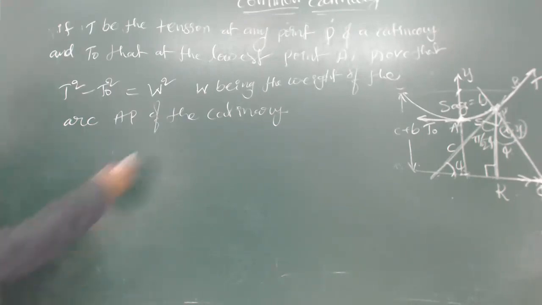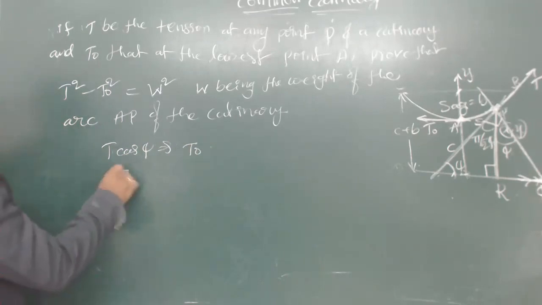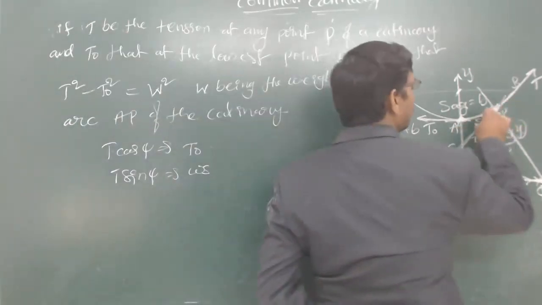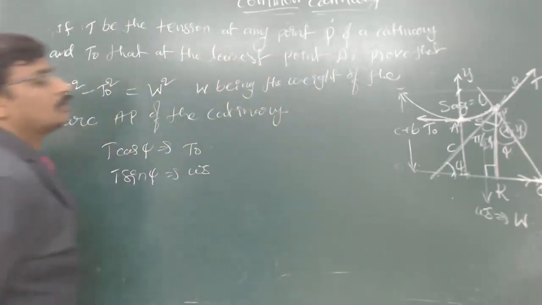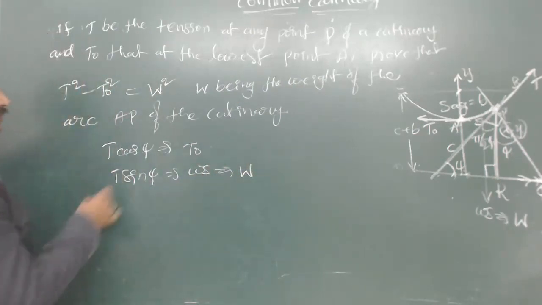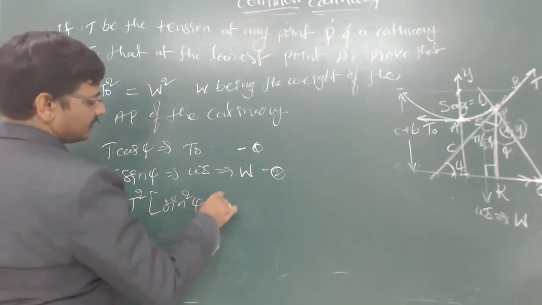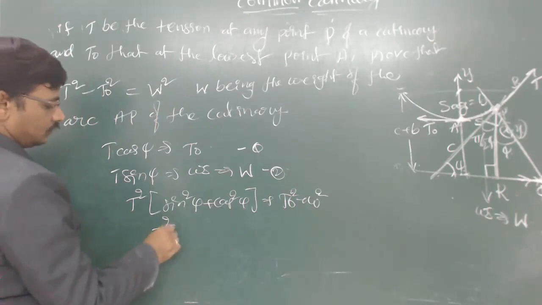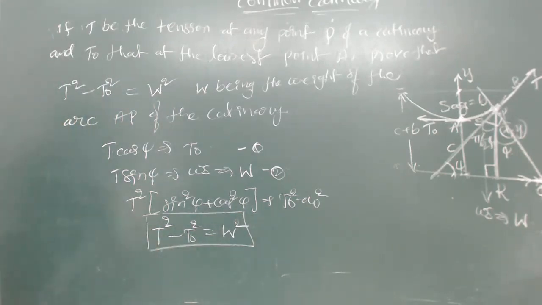Then great. So here T cos psi is the horizontal component, which is T naught, and T sin psi is equal to Ws, which is the weight of the arc AP, acting at the center of gravity, like this. This Ws we now call capital W, because he stated that Ws is equal to the weight of the arc. Now if I square and add on either side, this is T square into sin square psi plus cos square psi is equal to T naught square plus W square. So T square minus T naught square is equal to W square. Got it? Note down one more.